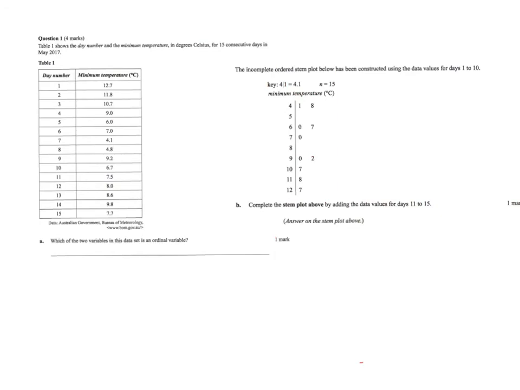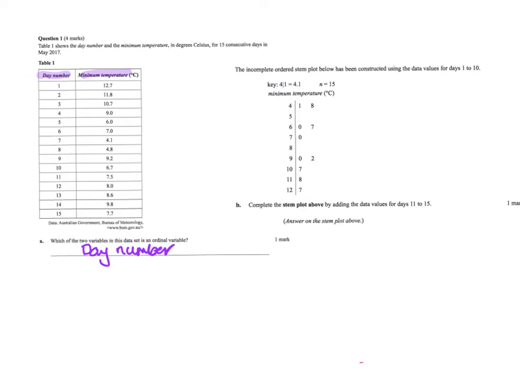All right, so the table shows the day number and minimum temperature in degrees Celsius for 15 consecutive days in May. Which of the 2 variables in the data is the ordinal variable? So ordinal, remember, is categorical data, but it has some order. So out of these 2, which one's ordinal? Good. So day number. See how it has a numerical sounding name, but it is actually categorical, isn't it?